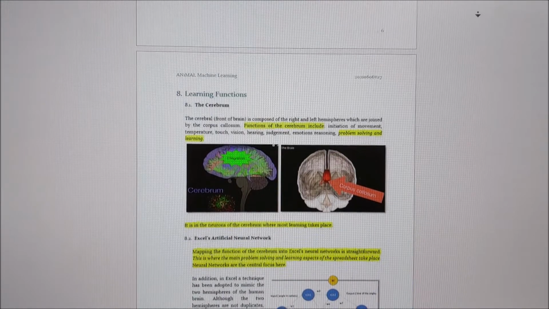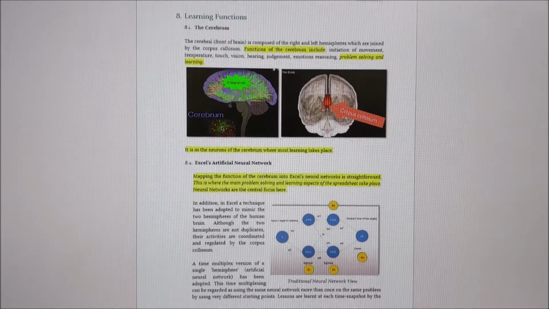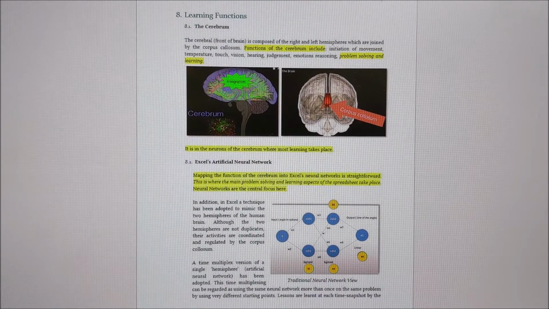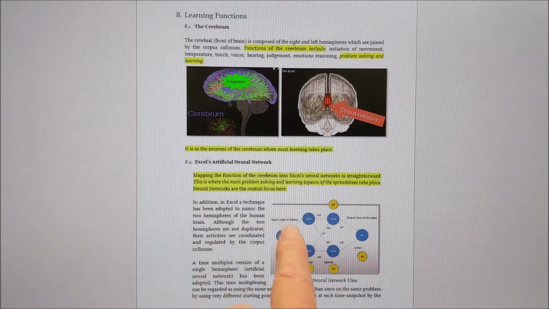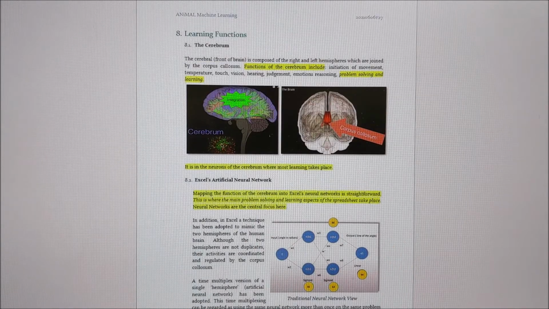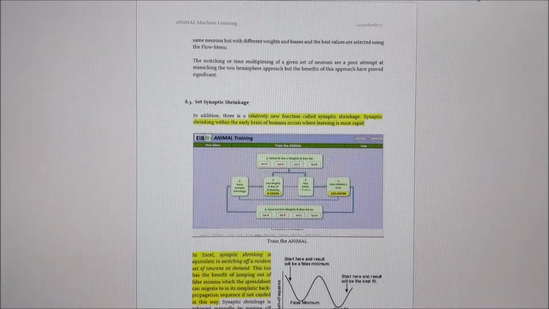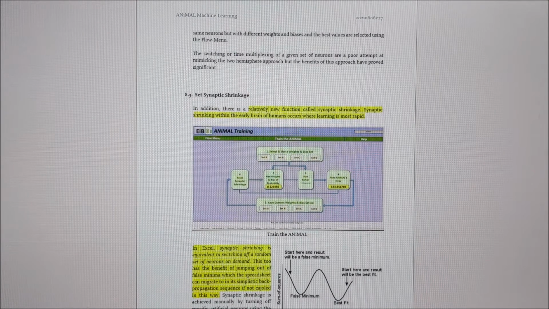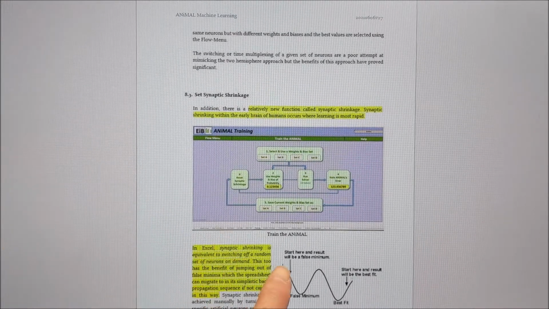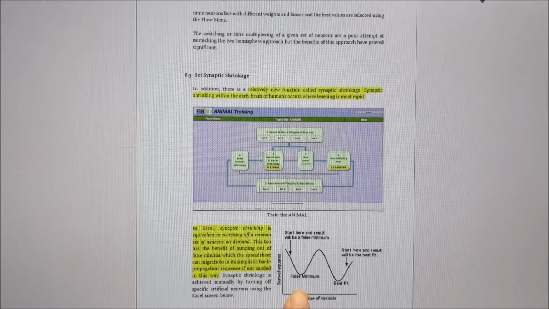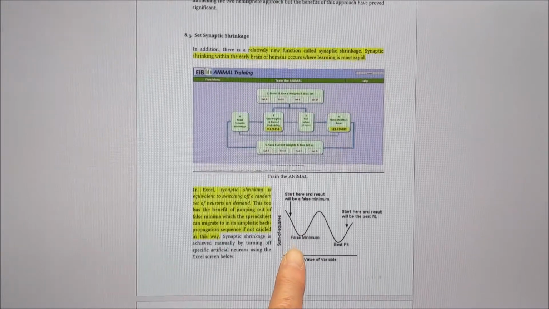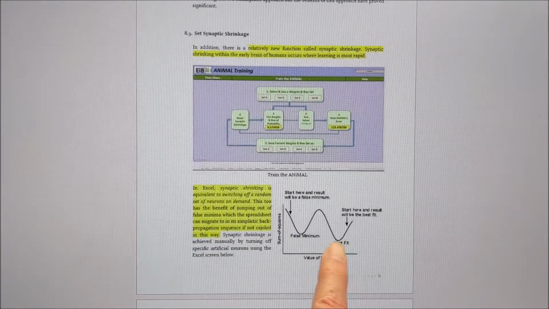Okay. Now the learning functions, obviously, the fulcrum of the learning functions are the neurons themselves. Now these are normally drawn with little circle diagrams, inputs, outputs, weights, biases, etc. So that was relatively straightforward. What we looked at was the synaptic shrinkage. We found that when you're looking at neural networks, you can look at false minima. It can find a false minimum, and it freezes there. Well, the best fit is actually a little bit lower down.